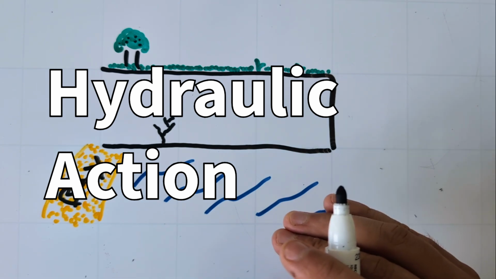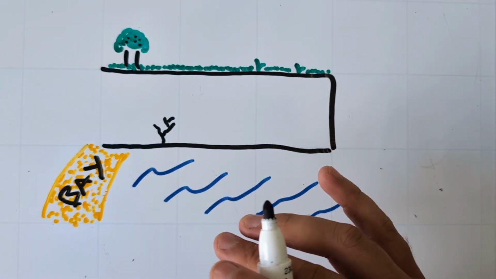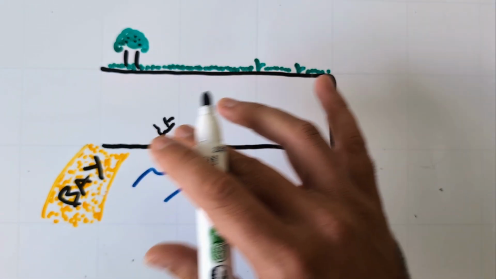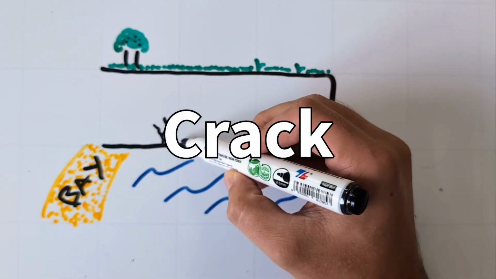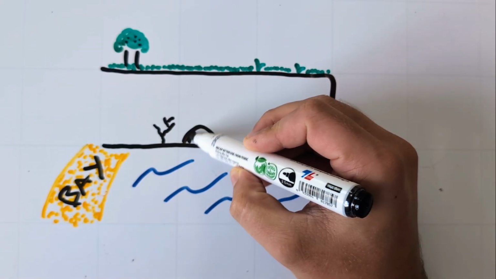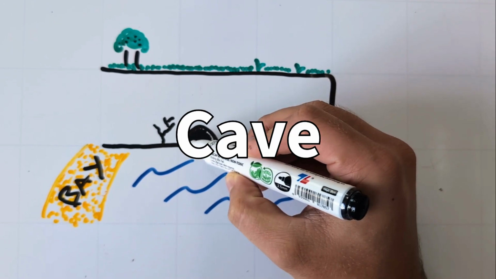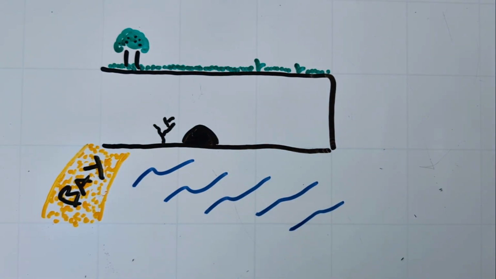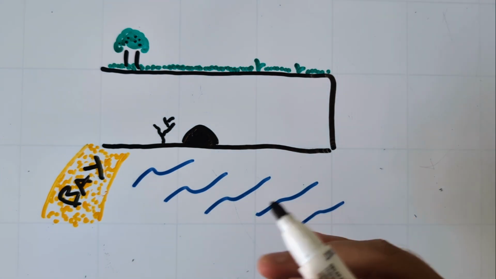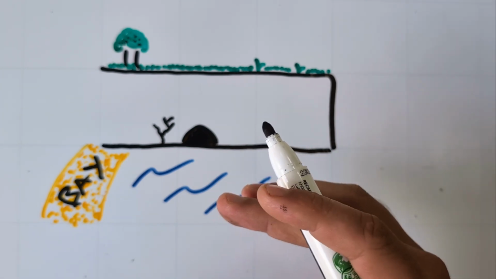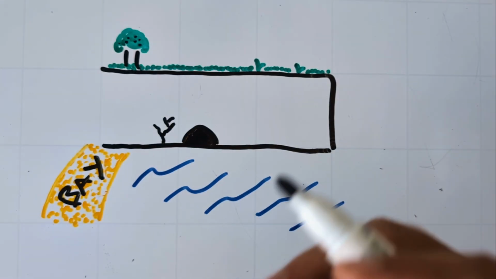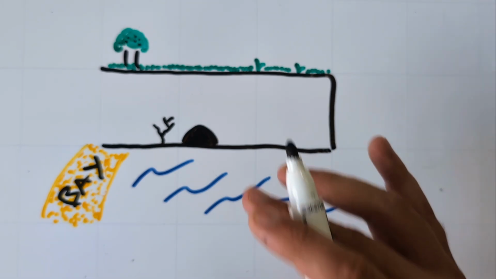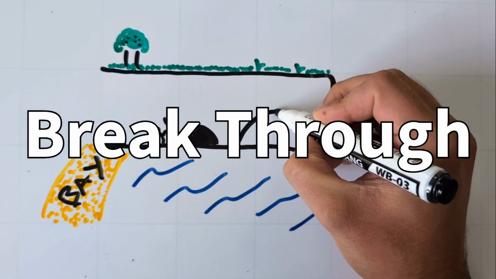Hydraulic action will take place, a bit of abrasion will take place, and we start to see that the crack will expand and it will grow as it continues its breakdown. What then forms is a cave. So that crack will continue to be eroded. Over time it will get larger and larger, and then it will form a cave. The cave develops, it widens, and eventually, after the cave is deepened, it will then punch through, if you will. It will break through to form an arch.